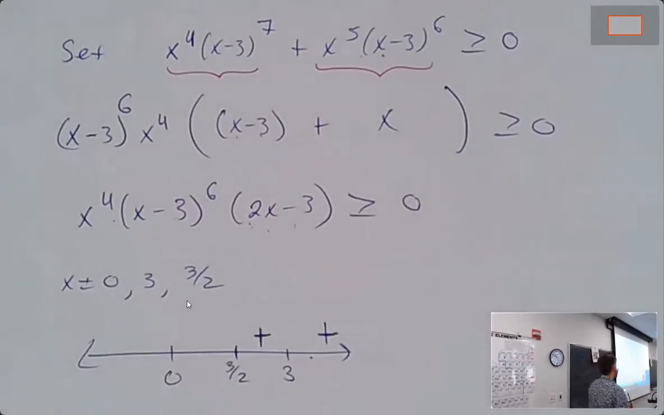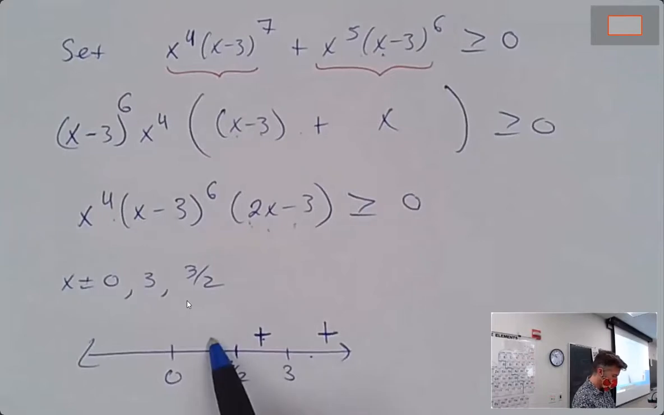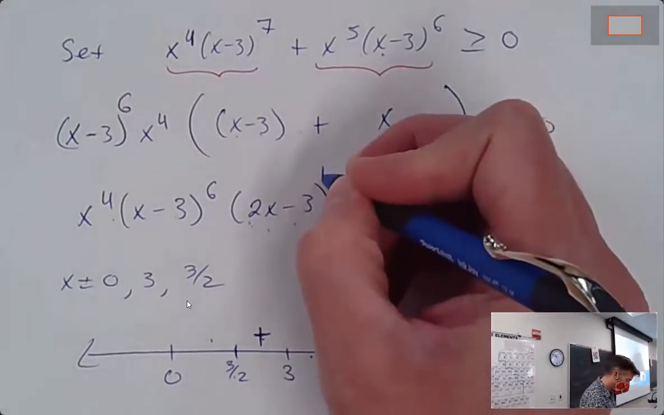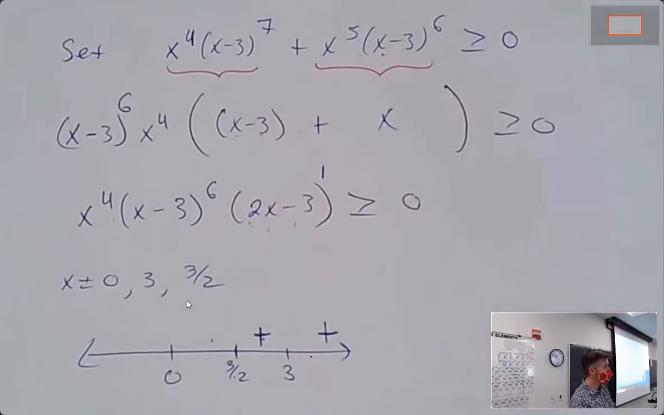And that's what I was trying to say before: if the point you're crossing over comes from a factor that's raised to an even power, the sign of your expression is going to stay the same. Even though the insides are changing from positive to negative, that even power is not letting us see that change. On the other hand, when I cross from this side to this side, I'm crossing 3/2, which came from this factor, which is raised to an odd power. So we should see a sign change here.